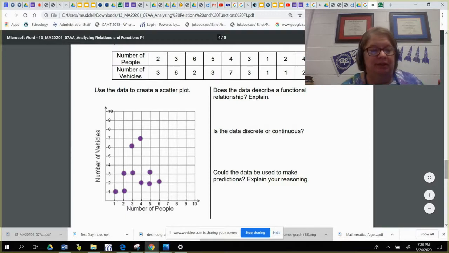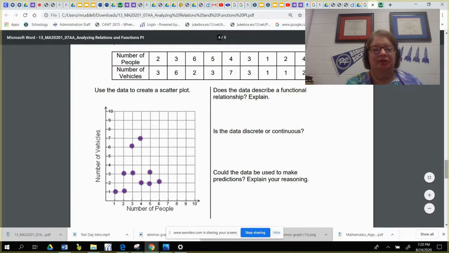Take a minute, look at that and see what do you notice. Is there any correlation? Does it go up? Does it go down? Are they all over the place? There's really no correlation. Those are kind of scattered. You really can't predict the number of vehicles by the number of people according to this data.